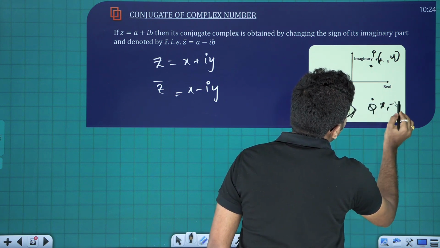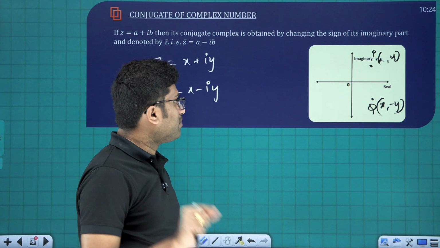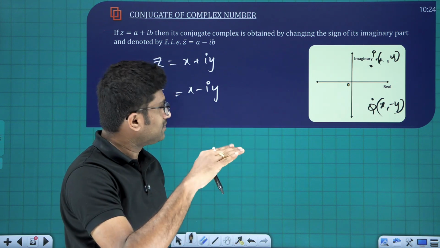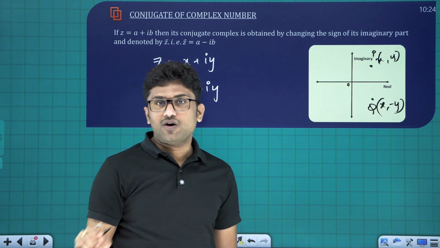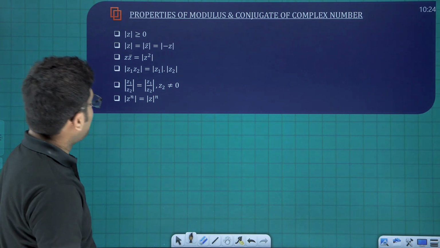So Q will be having coordinates x comma minus y. Clear? The image of P with respect to x axis, that is the real axis, in the orthogonal plane is called the conjugate of the given complex number.